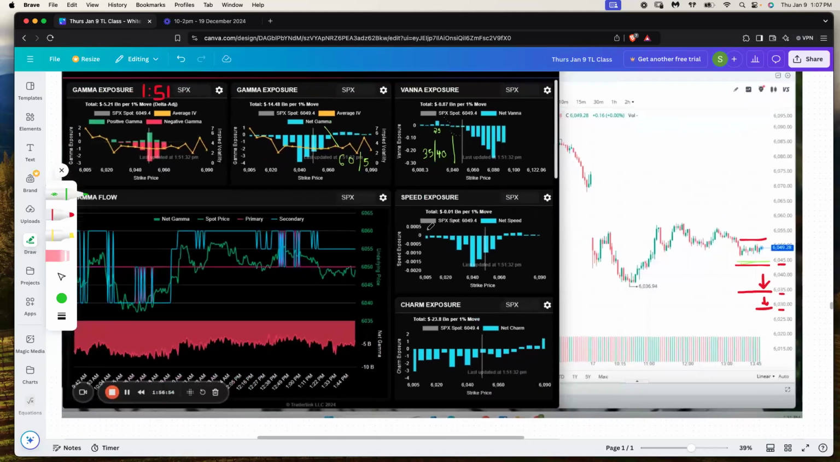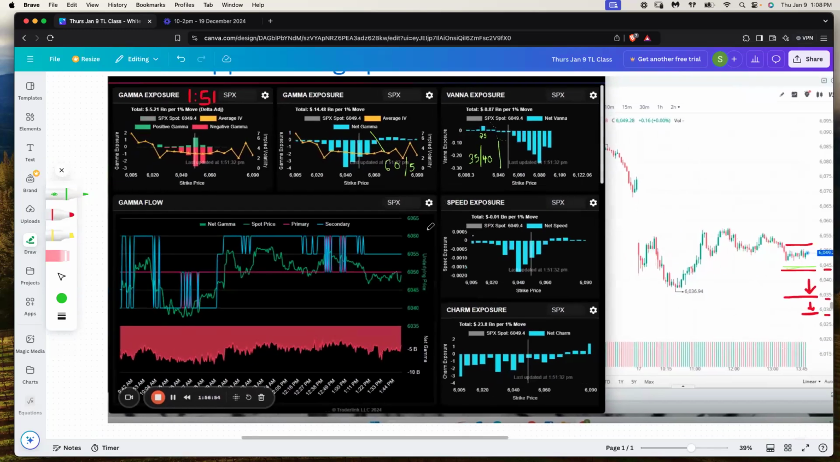And from here, it's basically hands off because I've done my analysis. I've done my work throughout the day. I've mapped it out. It's playing out as I theorized from the beginning of the day. I feel pretty comfortable with the trade.